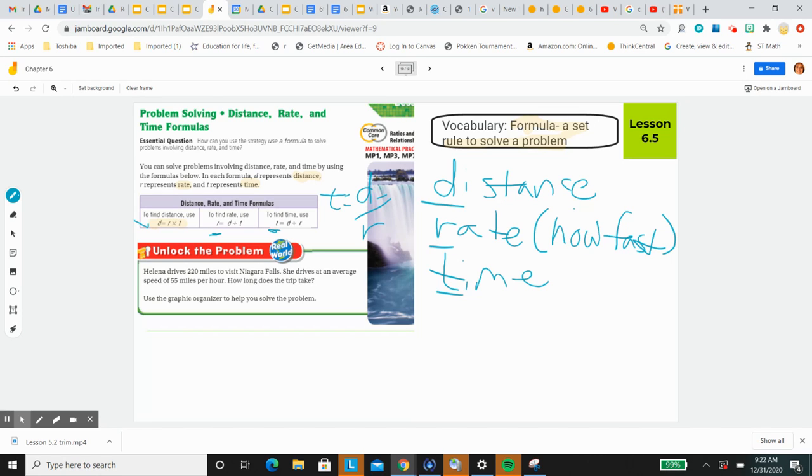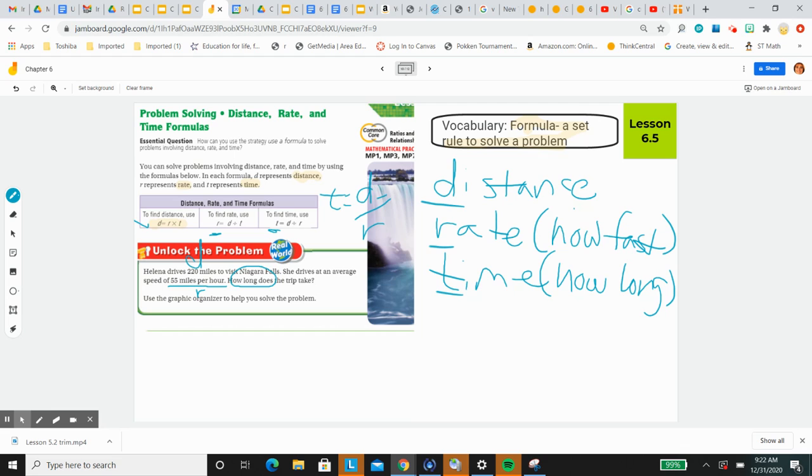It says Helena drives 220 miles to visit Niagara Falls. She drives at an average speed of 55 miles per hour. Before we go any farther, that would be rate, correct? That's the R. Okay, she drives 220 miles, that's distance. Now the question is asking me, always look at what they're asking for. How long? How long is time? So I want to solve for time.